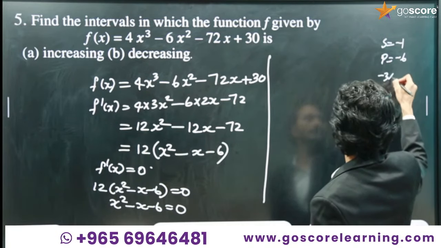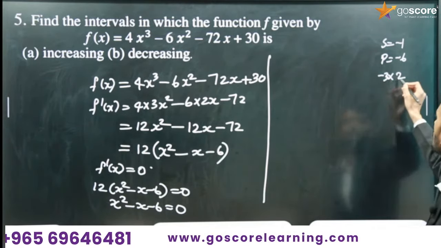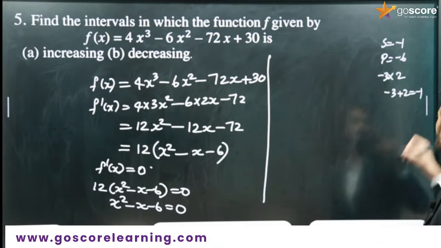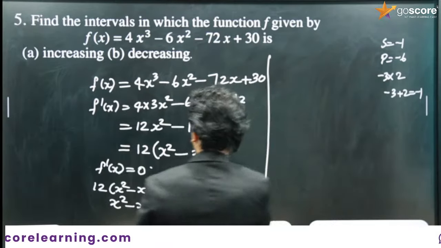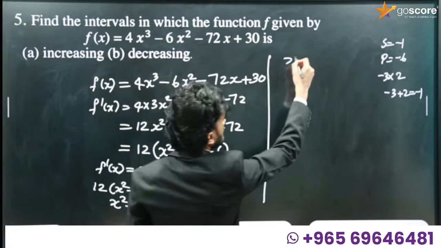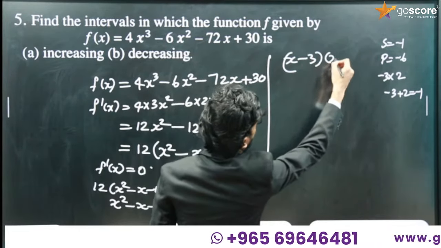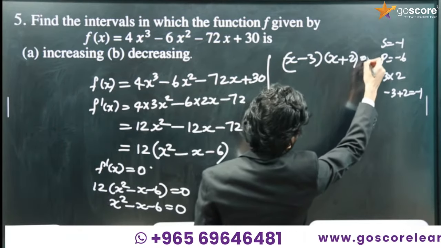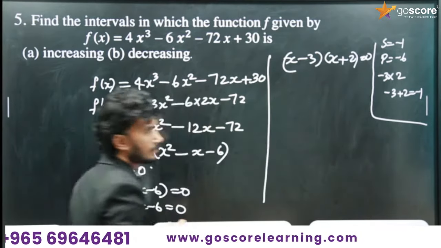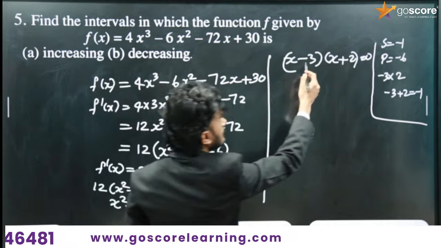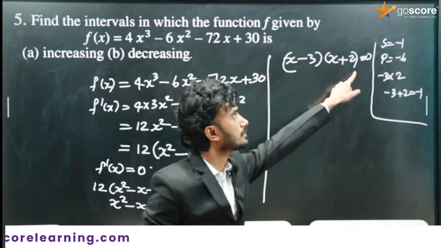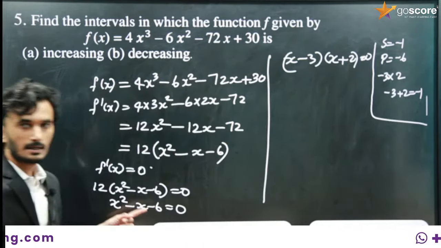So minus 3 and 2. You can check: minus 3 into 2 is minus 6, the product, and minus 3 plus 2 is minus 1. So we can factorize x square minus x minus 6 as x minus 3 into x plus 2 is equal to 0. We can check: x into x is x square, minus 3x plus 2x is minus x, and minus 3 into 2 is minus 6.